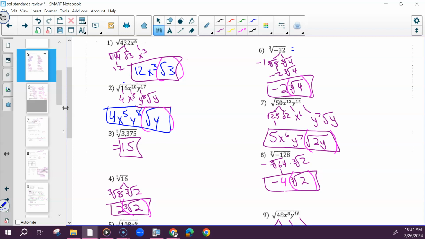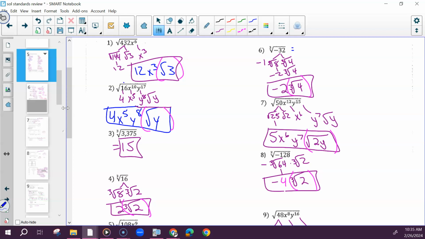6 was negative 2 times the cube root of 4. 7 was 5x to the 6, y to the 7th times the square root of 2y. 8 was negative 4 times the cube root of 2. If you don't have this, you should be writing it down on a piece of paper so you can put it back in your SOL packet for later.